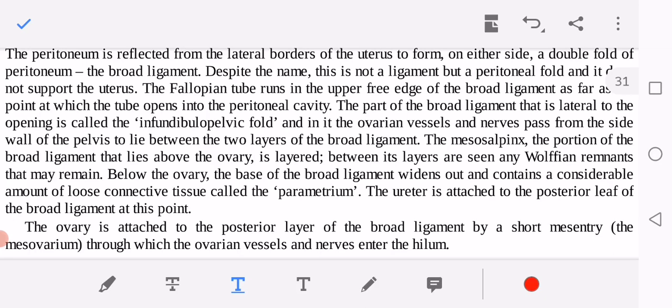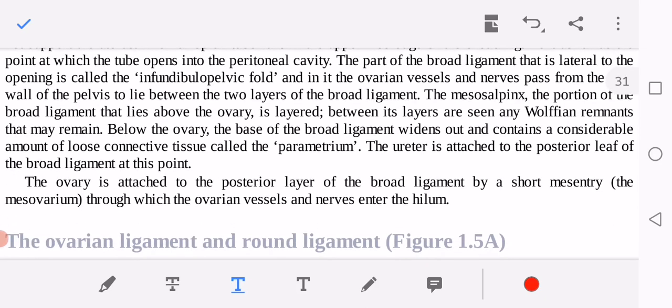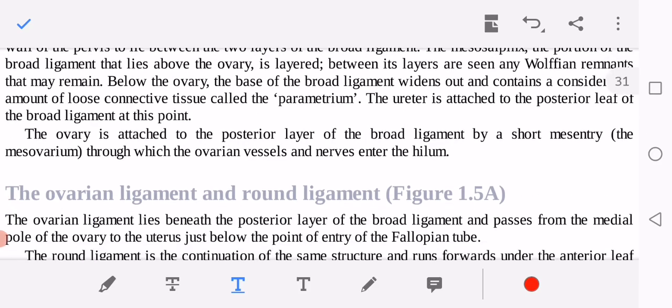Below the ovary, the base of the broad ligament widens out and contains a considerable amount of loose connective tissue called the parametrium. So this is about the parametrium below the ovary, the base of the broad ligament. The ureter is attached to the posterior leaf of the broad ligament at this point. So, very important. The ovary is attached to the posterior layer of the broad ligament by a short mesentery, the mesovarium, through which ovarian vessels and nerves enter the hilum.